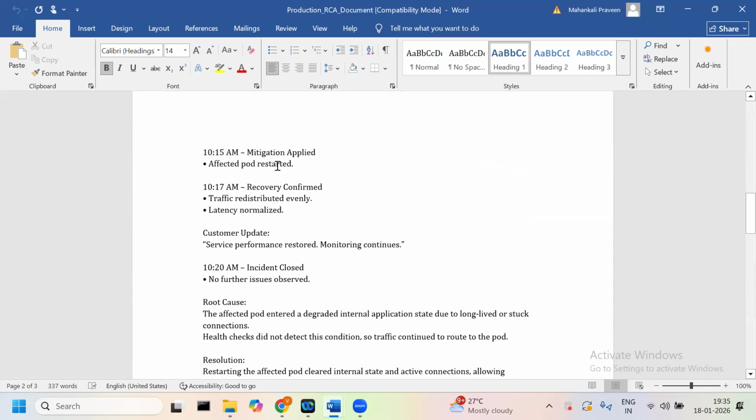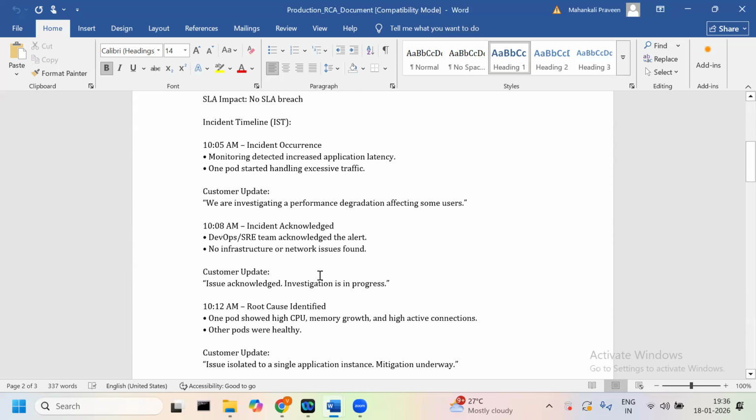The affected pod is restarted, meaning the pods receiving abnormal traffic, we need to restart those. Recovery is confirmed, and after 2 minutes traffic is distributed evenly and latency is normalized. Before, there was high latency, and then latency normalized. Low latency, service performance is restored, and monitoring continues. After that, no further issues were observed and the incident was closed. From time to time we need to observe, and only then is the real-time incident resolved.